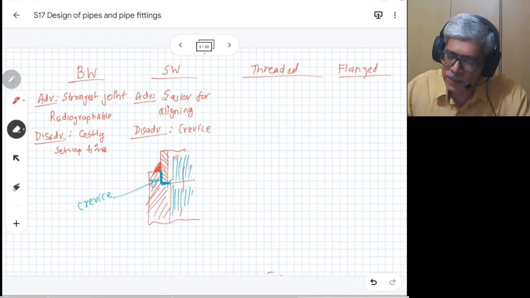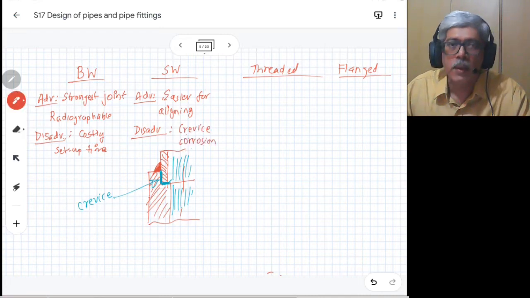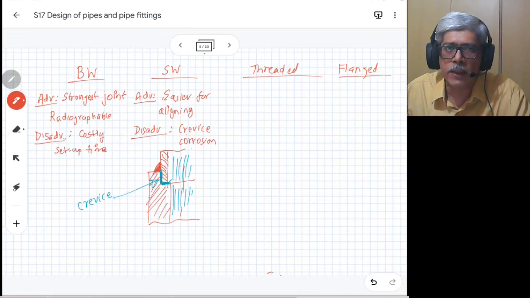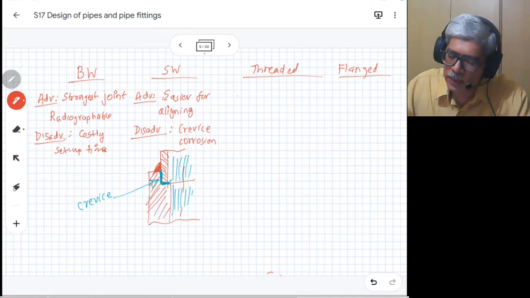So crevice corrosion is a problem in socket welded joint, and it is weaker than the butt welded joint. I'm not writing that down because all the other joints are weaker.